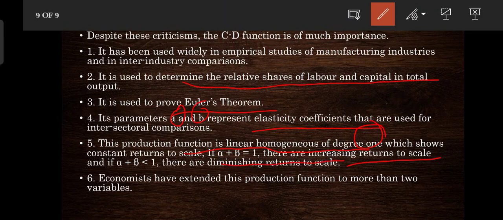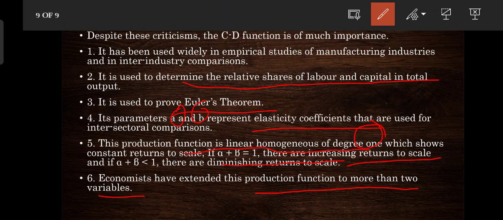Okay, then the sixth one is that economists have extended this production function to more than two variables. Through the Cobb Douglas production function, economists further worked on it and used it as a measure to extend to more inputs. So this is all about the Cobb Douglas production function.